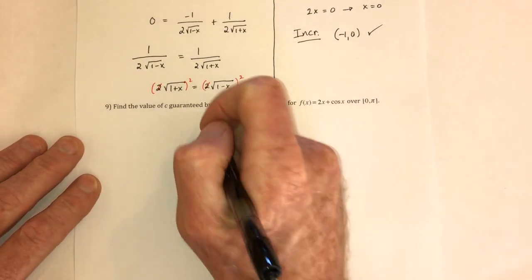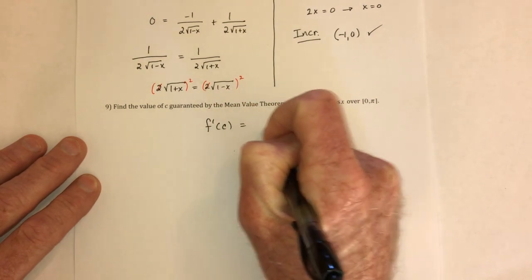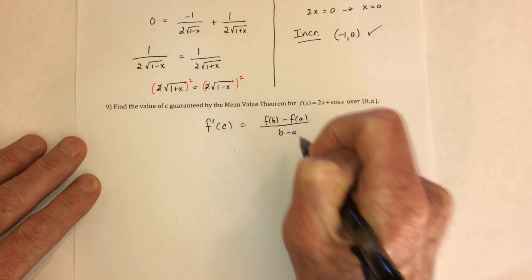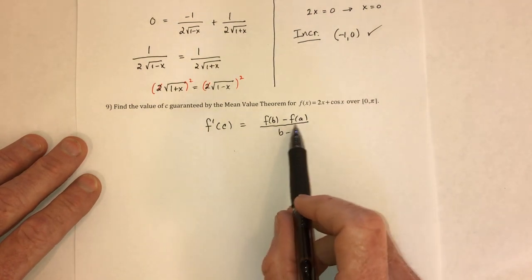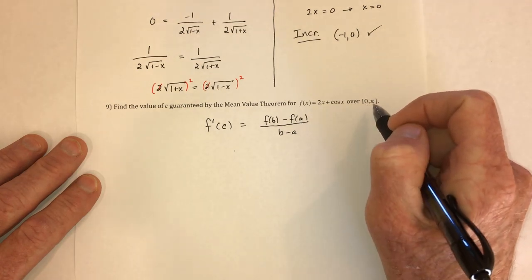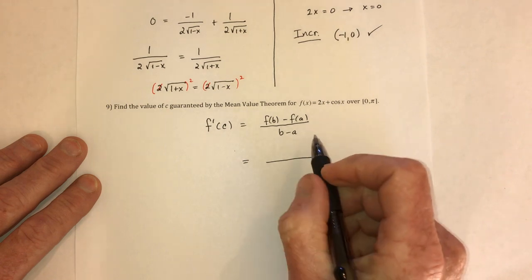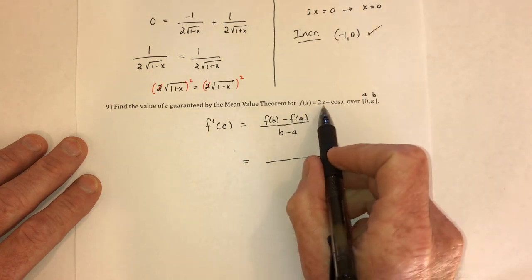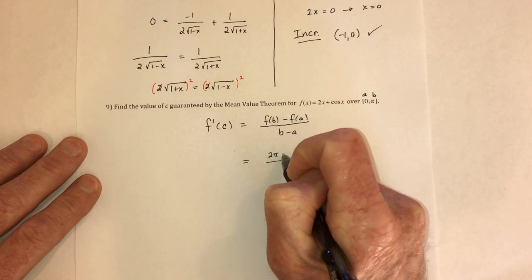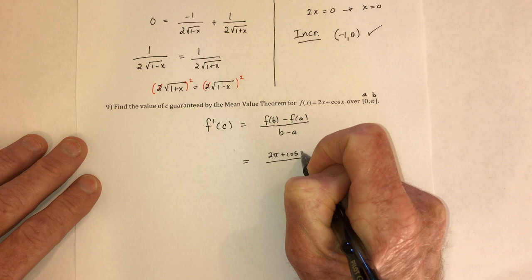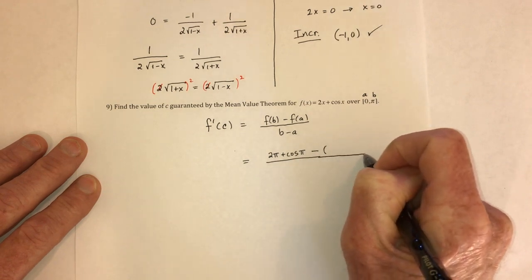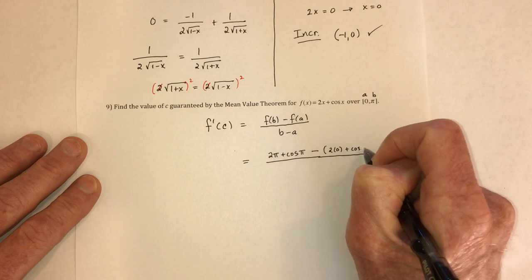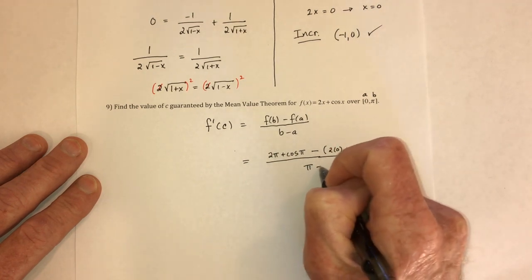Then for the mean value theorem, which says that the derivative at some point c will equal the slope of the secant line, f of b minus f of a over b minus a. And the number c has to be between the a and the b. So this is the a and the b, so we need to substitute those in. This is going to be the pi, so this is a and b. So substitute pi first: 2 times pi plus cosine pi, minus, then substitute the 0: 2 times 0 plus cosine of 0. And then it's all divided by pi minus 0.